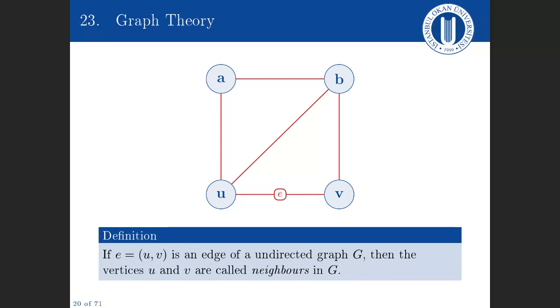If E is an edge from U to V in a graph like this, an undirected graph, then we say that U and V are neighbors. In this picture, A and B are neighbors, but A and V are not neighbors. There's not an edge from A to V.